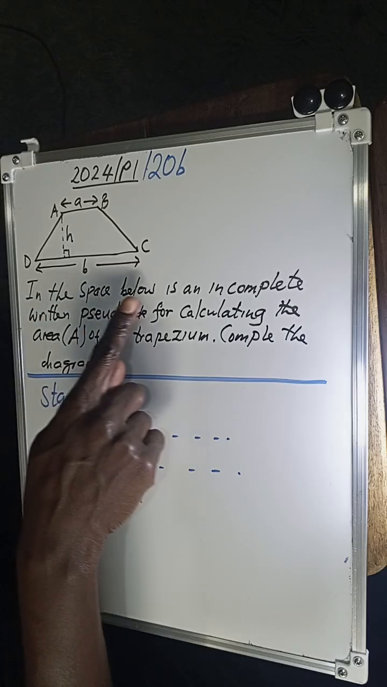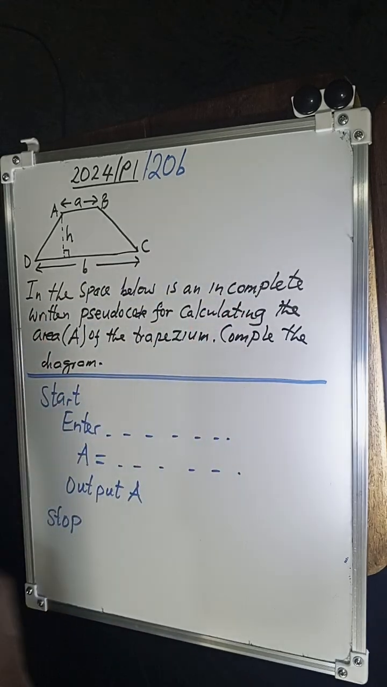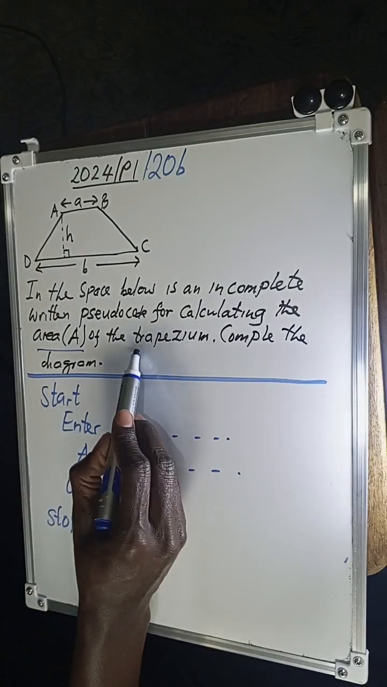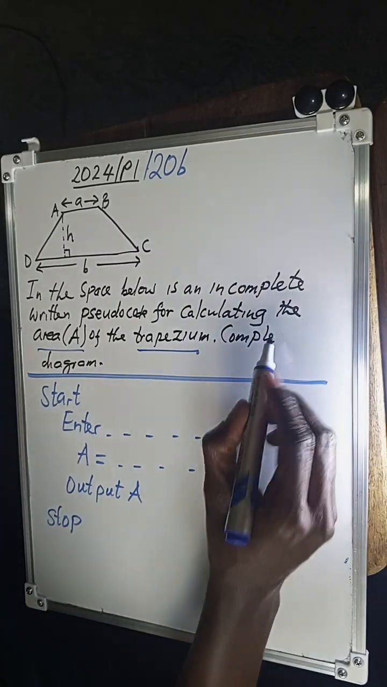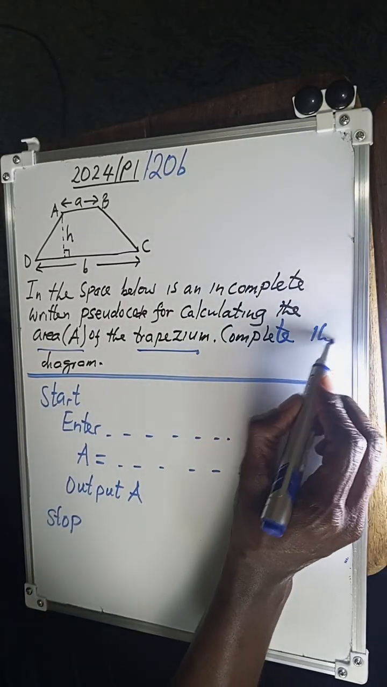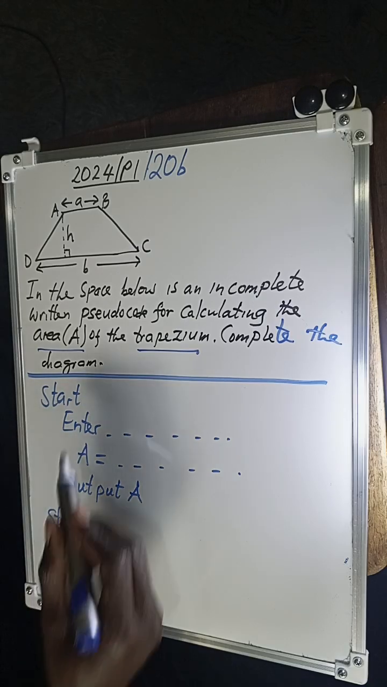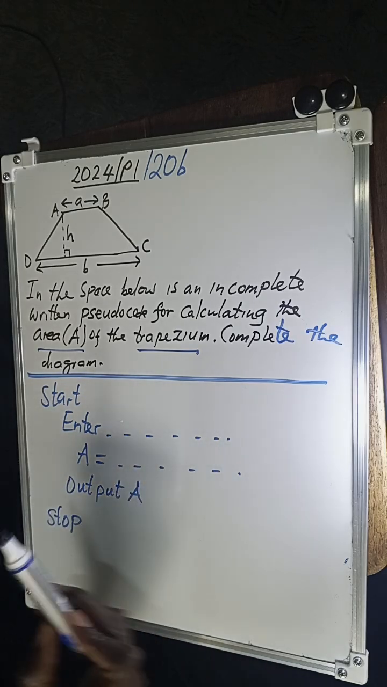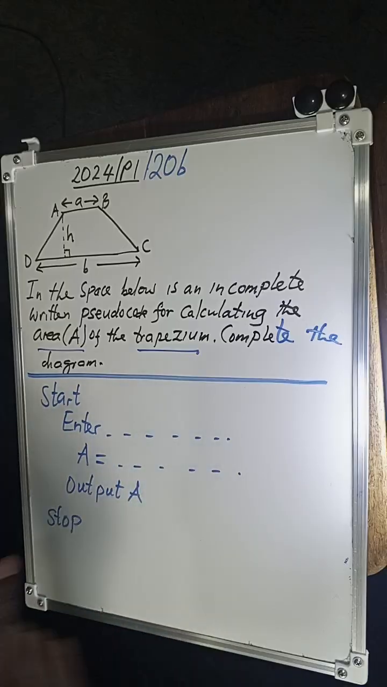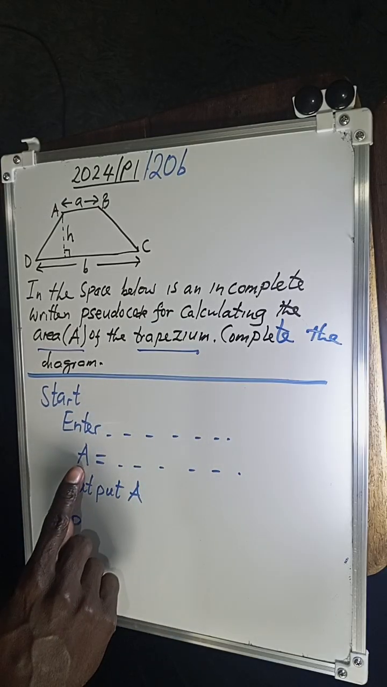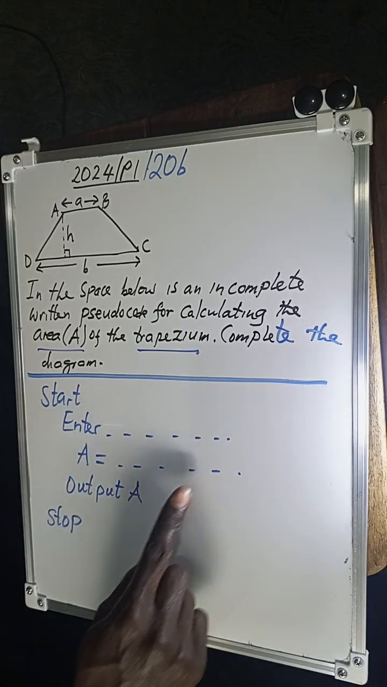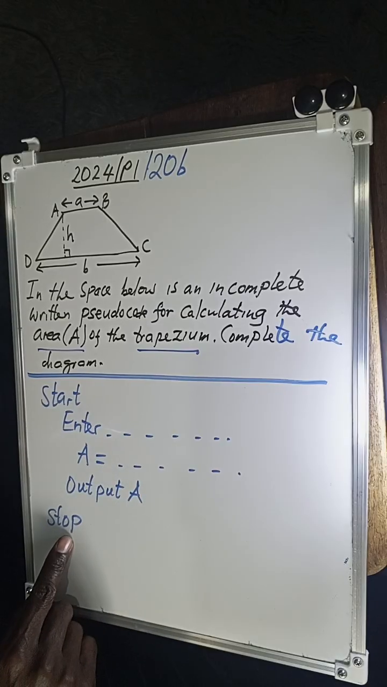So it says, in the space below is an incomplete written pseudocode for calculating the area A of a trapezium. Complete the diagram. So they want us to complete the diagram on these dotted lines that they have given us. It says start, we enter. What do we enter? That's what they want us to fill in. What's A equal to? That's what they want. The output is A, then the program comes to a stop.